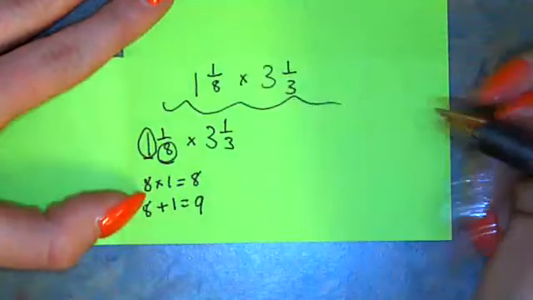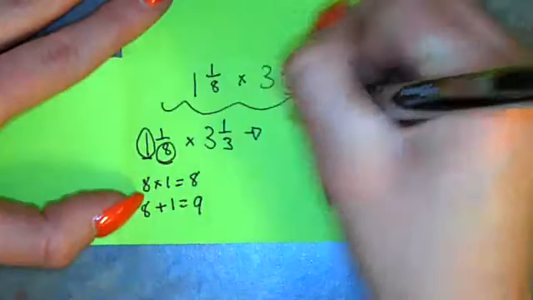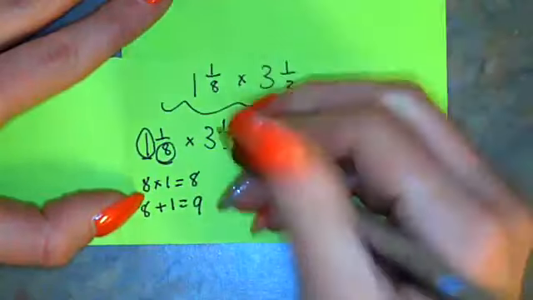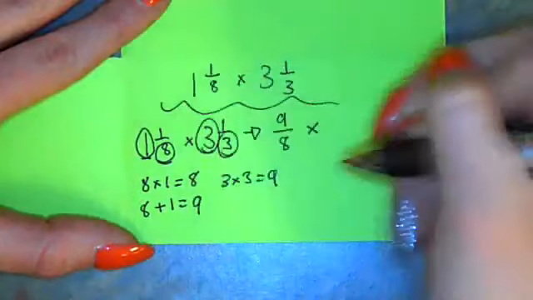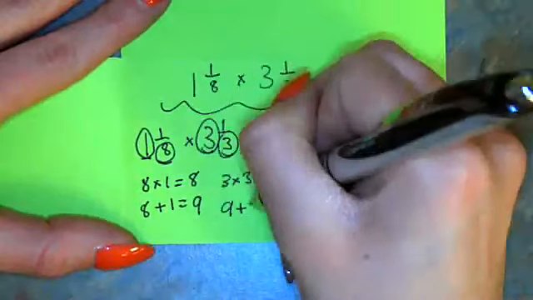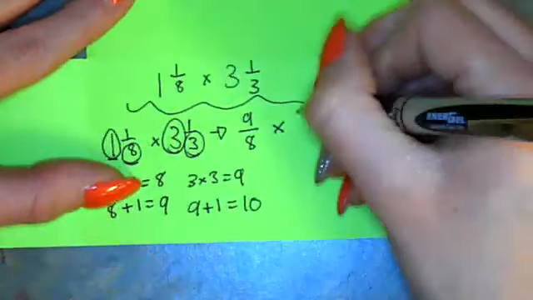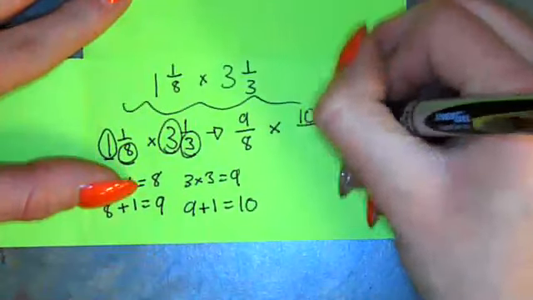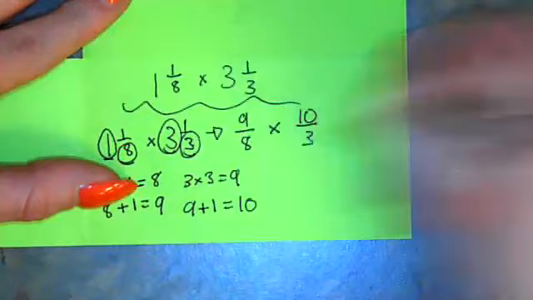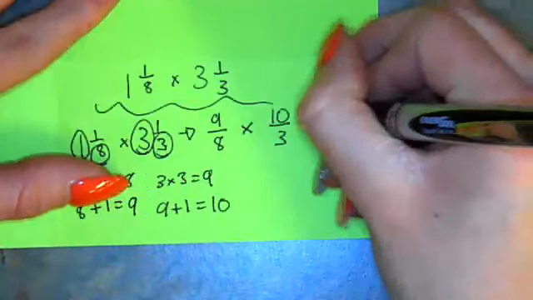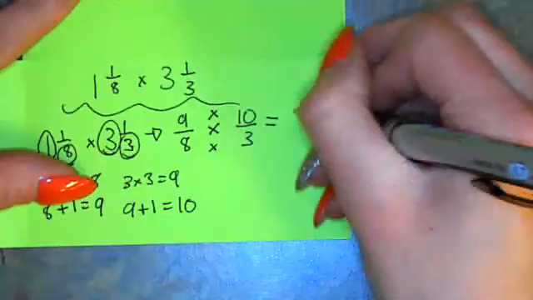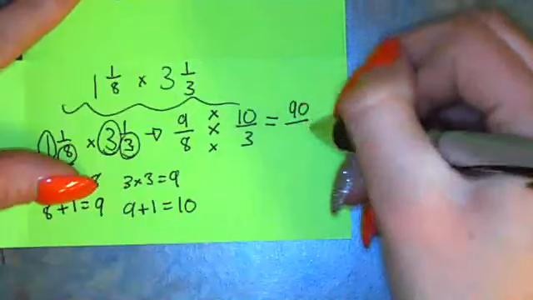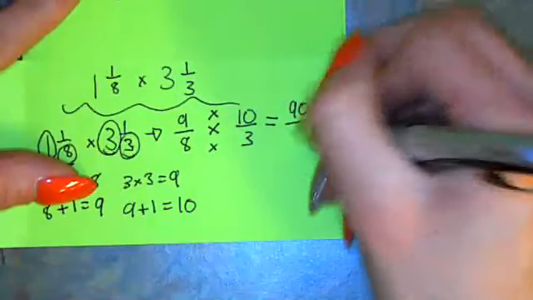So now our new problem is going to be 9 over, our denominator does not change, 8 times, now let's do this one, 3 and 1/3. We do 3 times 3 equals 9. We take that 9 and add it to our numerator, which is 1, so we have 10. 10 is our new numerator, over our same denominator, which is 3. Now from here, you just go ahead and do 9 times 10 and 8 times 3, same as we've always done. 9 times 10 is 90. 8 times 3 is 8, 16, 24. So we have 24.